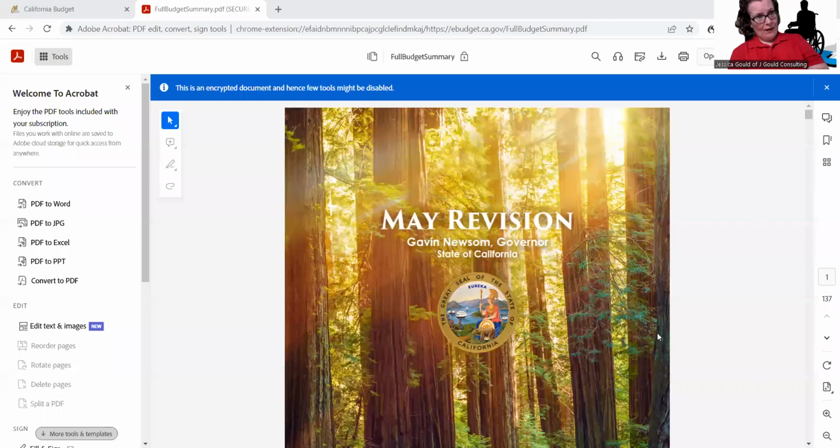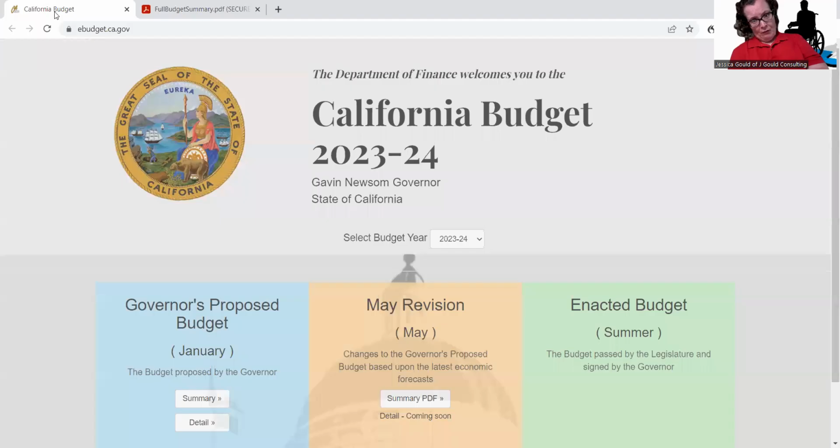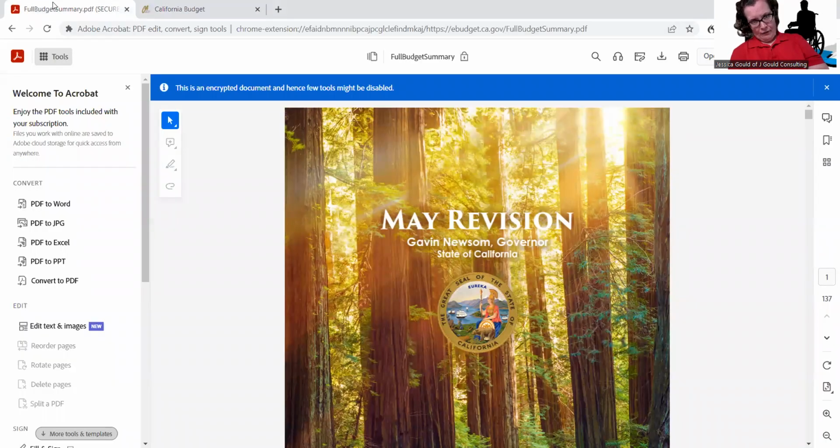First of all, this is the full budget. To find it, you want to go to ebudget.ca.gov, which I will bring you back here. So this is it, ebudget.ca.gov. May revise summary PDF is what will get you to the previous screen, and we're back at the full budget.